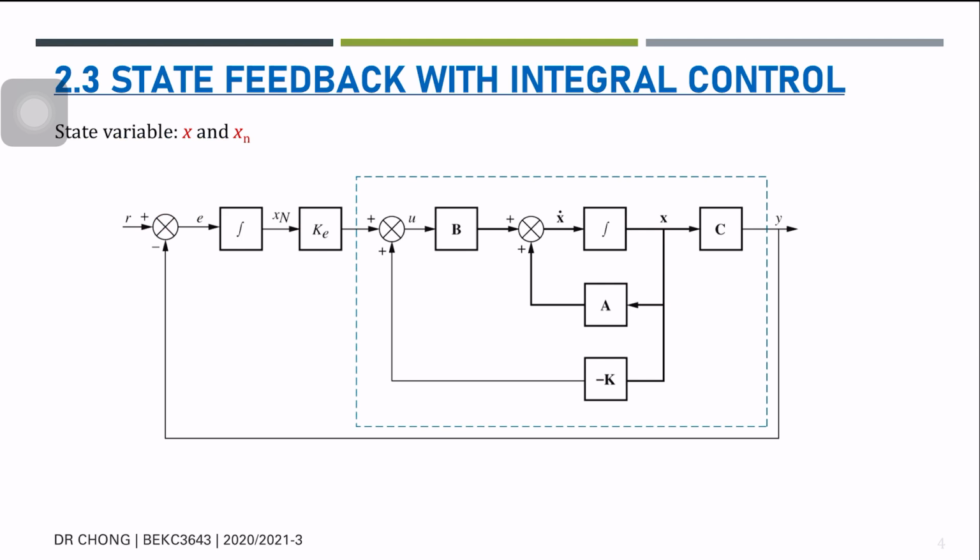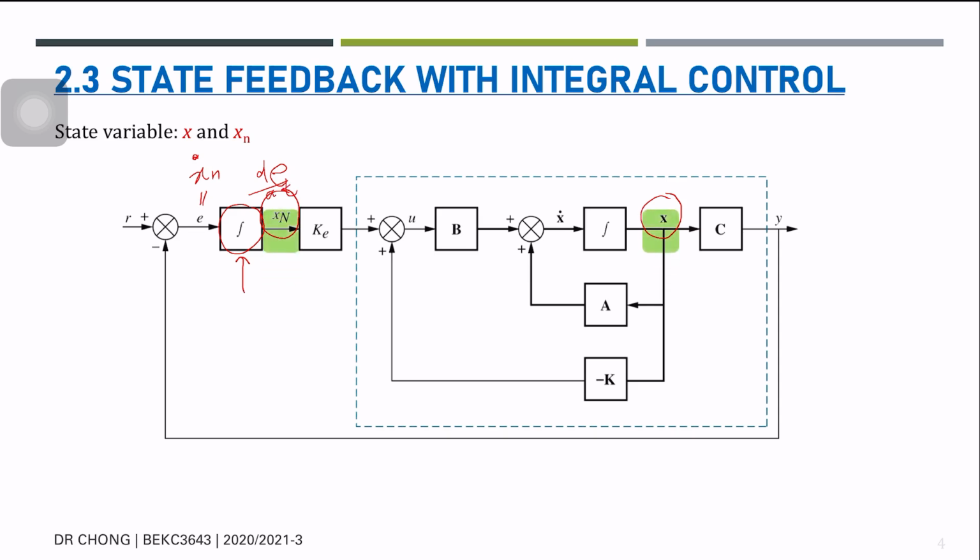So let's examine the same block diagram again. In the new control structure, besides the existing state variables of the system, now we have another state variable, which we call xn. Why does that happen? Because we have one integrator here. In fact, e equals xn dot, which is dE over dt.